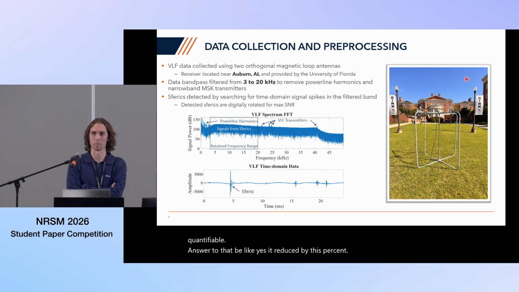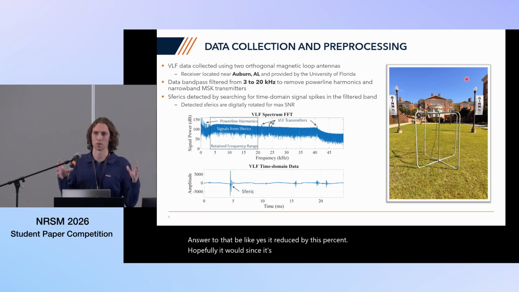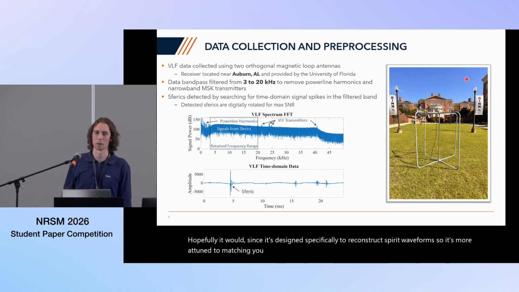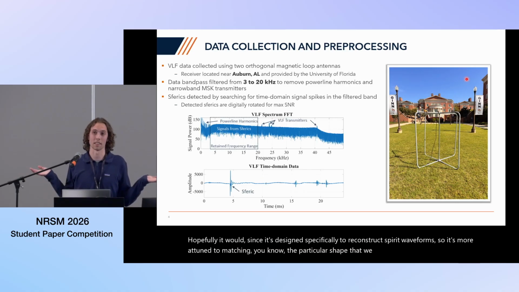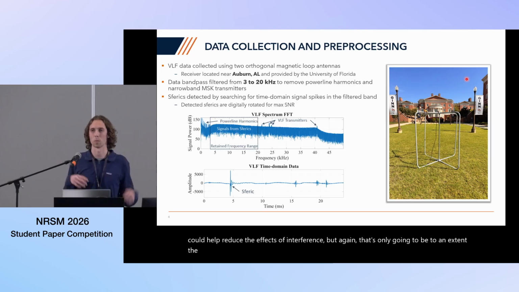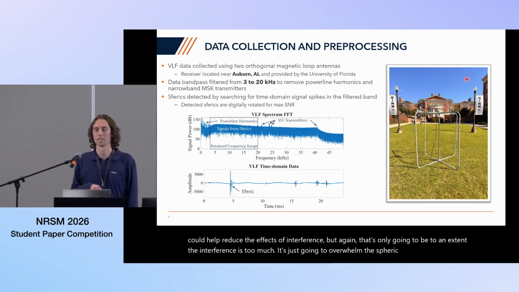Hopefully it would, since it's designed specifically to reconstruct spheric waveforms, so it's more attuned to matching the particular shape that we see. In theory, I would think that could help reduce the effects of interference, but again, that's only going to be to an extent. If the interference is too much, it's just going to overwhelm the spheric signals. So yeah, it's a good question.